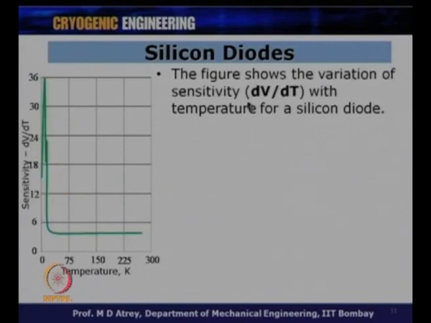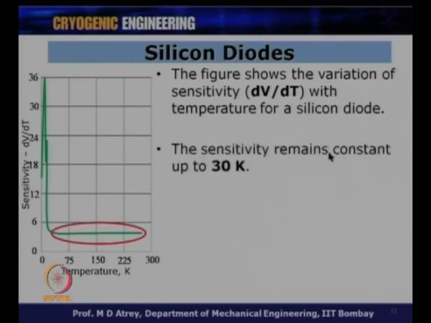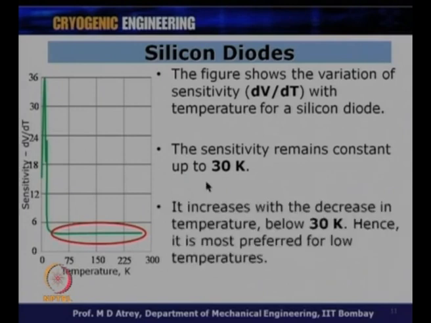The figure shows the variation of sensitivity dV/dT with temperature for a silicon diode. Based on what we saw earlier, it is actually a slope of what we saw earlier. The slope remains constant up to a particular level and then the slope increases. The sensitivity remains constant up to 30 Kelvin. This is what you can see, and suddenly the slope increases. It increases with the decrease in temperature below 30 Kelvin. Hence, the sensitivity is higher for lower temperatures. Well, the sensitivity is still higher actually from room temperature till around 30 Kelvin, alright, but it increases below 30 Kelvin.